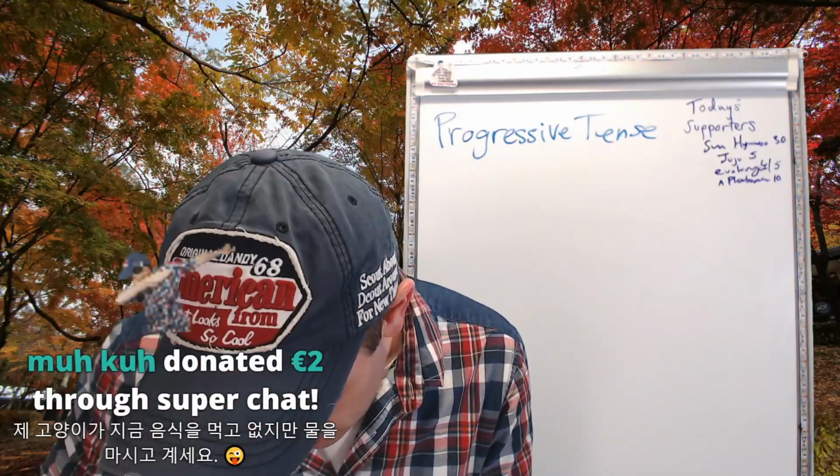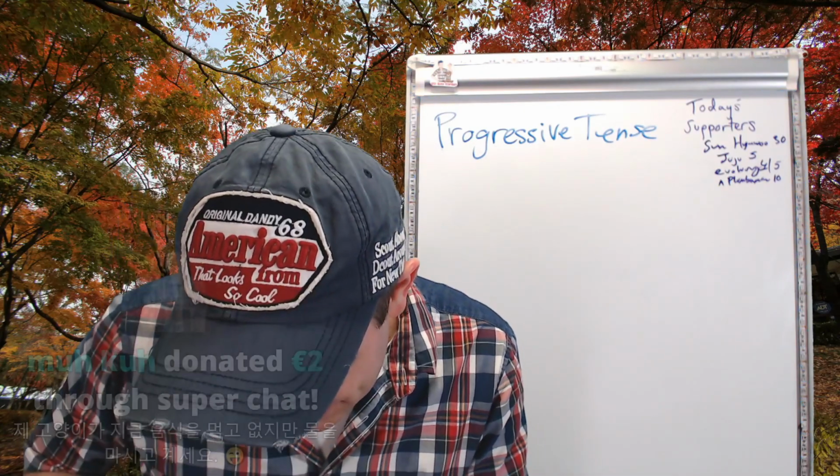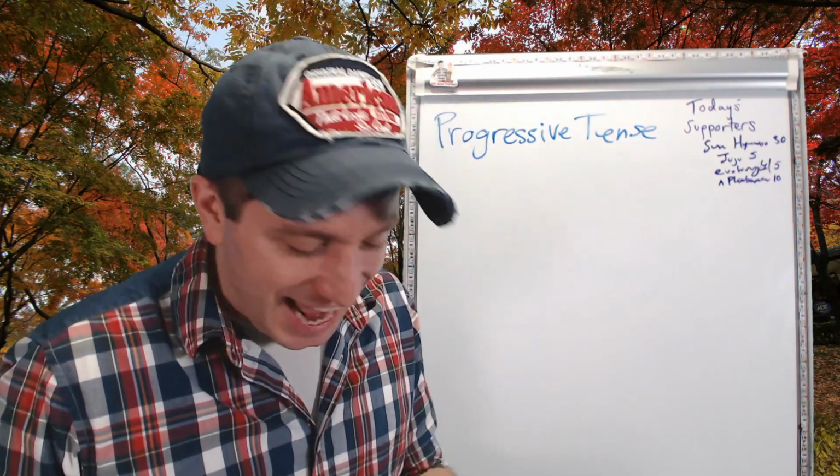Oh, 무쿠. 제 고양이가 지금 음식을 먹고 없지만 물을 마시고. Oh my, 무쿠, get out of here. Yeah, don't do what 무쿠 just did.